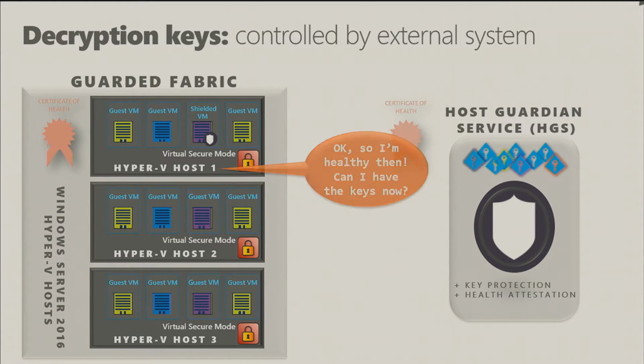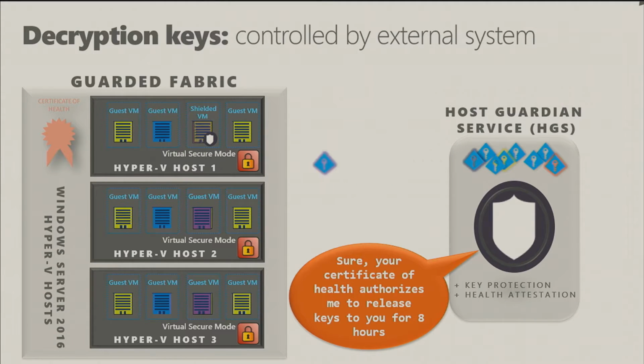All right, at which point, sure, your certificate of health authorizes me to release keys to you. He sends the key over and the shielded VM powers on. The key was digested by virtual secure mode because when the key came back from the host guardian service, it was encrypted to that machine's virtual secure mode. So it still isn't visible on the wire, and it sure as hell isn't visible to a fabric admin running on that Hyper-V host or malware that somehow is running there. I have no idea how the heck it could be running there, but let's say it was, some magic exploit. It still wouldn't be visible.